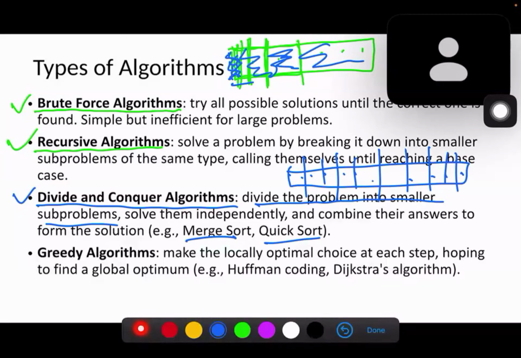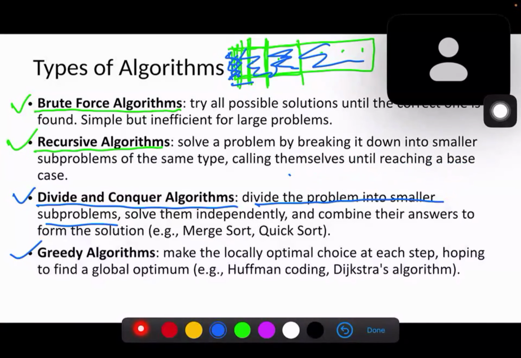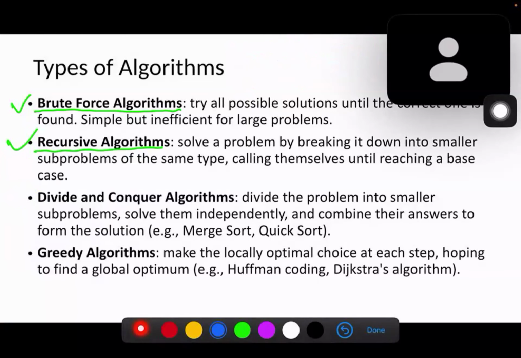Okay. Then another way we can solve problems in programming is called greedy algorithms. Greedy algorithms are a way to solve problems where we look for the local optimal. We look for the local optimal to solve the problem, hoping that once we solve the problem with the local optimal, it can lead to what?